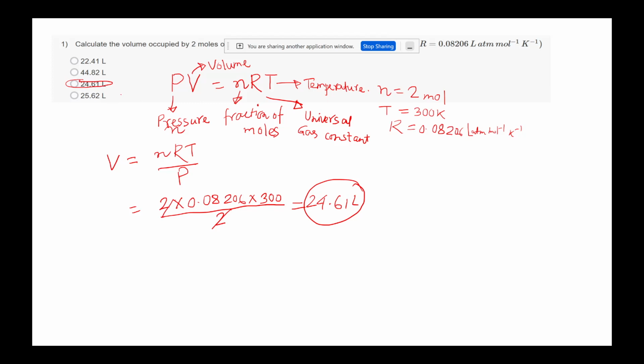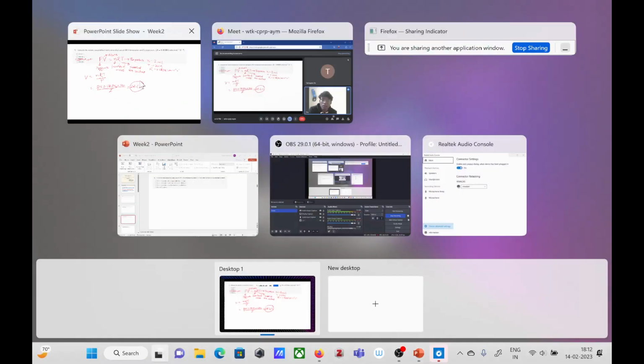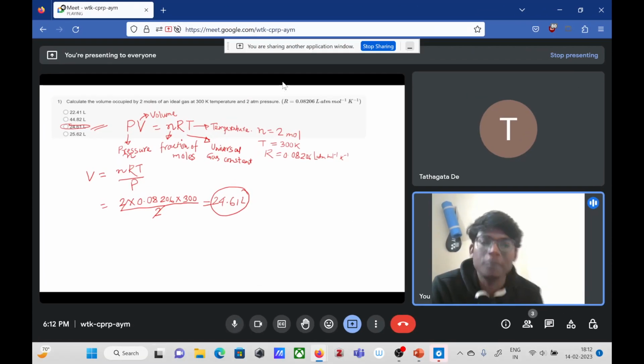This is the right answer, right? Yes, sir. Okay, if you have any questions regarding this, I think it's quite straightforward. It is just an extension of the previous class on equation of state, and you probably know this equation of state from your school days, right? Yes, sir.